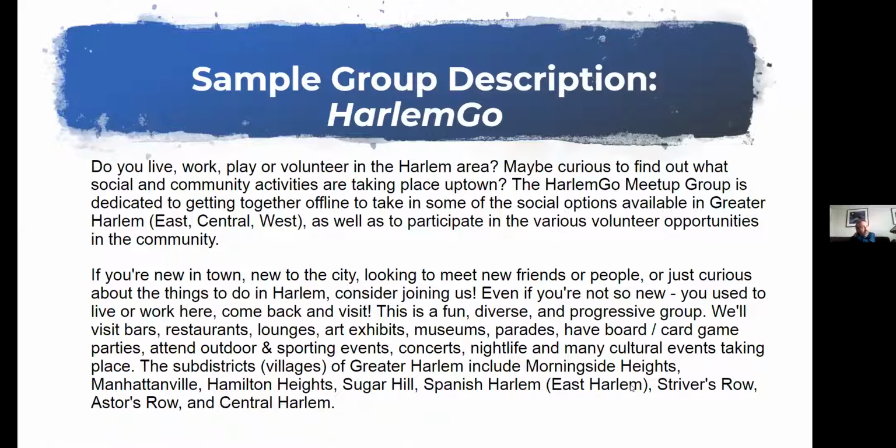Okay, so here's a sample group description, both a long one and then a short one, that I think really do a nice job of covering the bases. I really like this group description because it begins with a series of questions. That's a nice way to get people interested and to engage them right from the start of your description. So you can take a second to glance at that. And you notice in the second paragraph, it describes the variety of activities that the group is going to participate in.